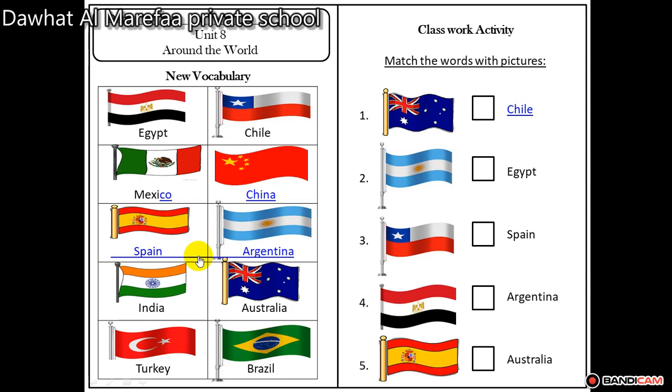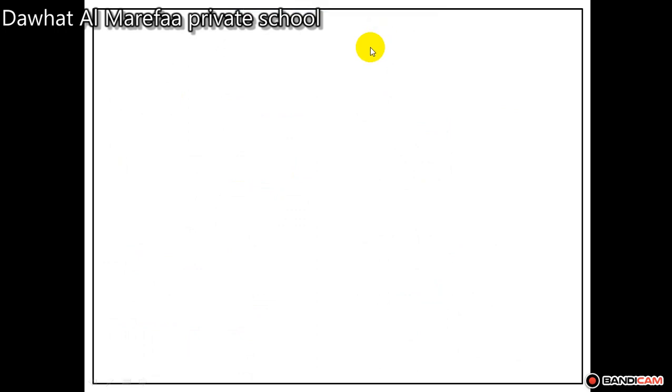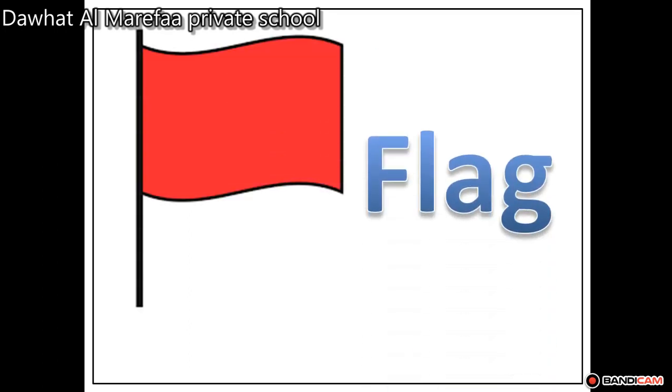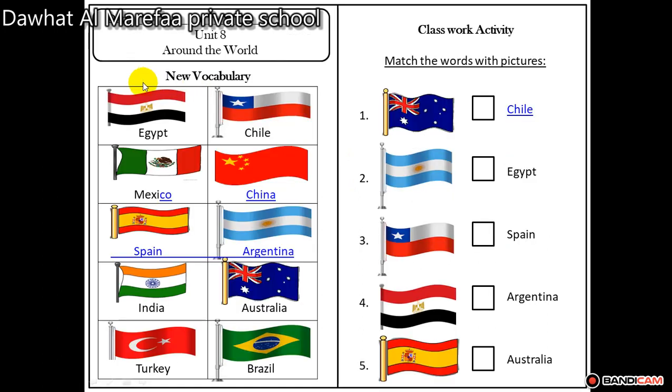But before starting, I want to know what is this? What does it mean in English? العالم. What does it mean? يعني ايه عالم? This is called flag. Flag, it means alam in Arabic, okay? So we are going to know the name of each flag, which is a country, okay?